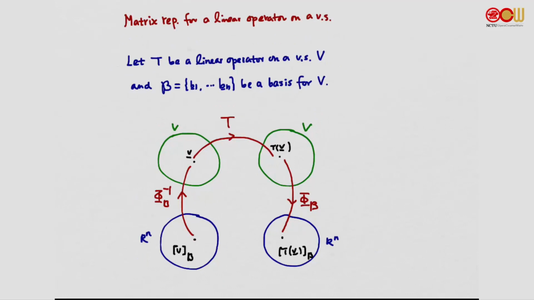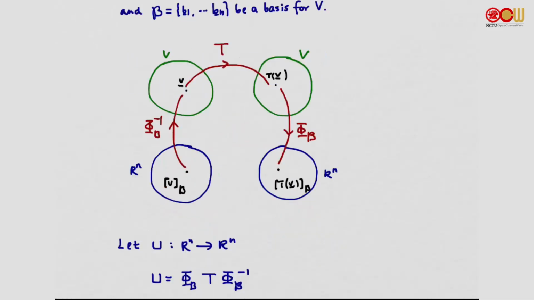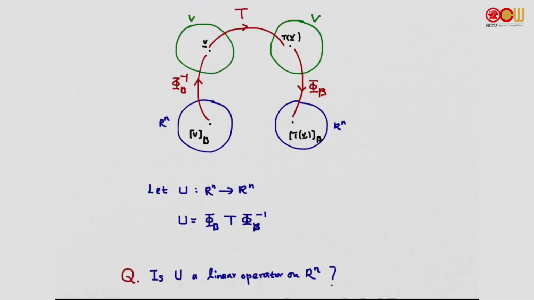Now let's consider the composition of phi b inverse, T, and phi b. So it goes from here to here. U from Rn to Rn is the composition of phi b, this one, and then T, this one, and then phi b inverse here. What kind of function is U? Is U a linear operator on Rn? It goes from Rn to Rn, right? Would it be a linear operator? Well, it is the composition of 3 linear transformations. So U is indeed a linear operator on Rn.